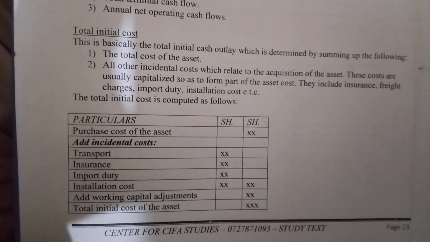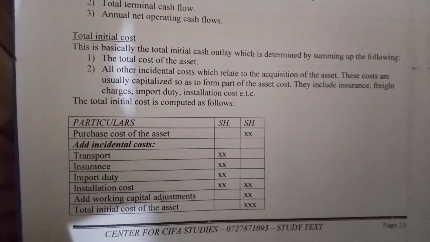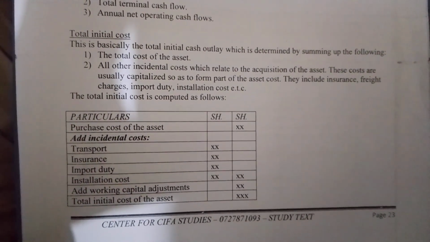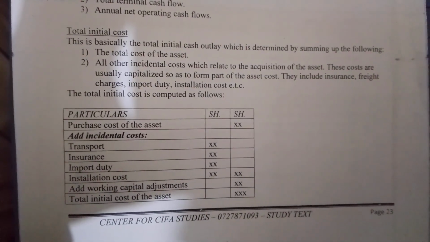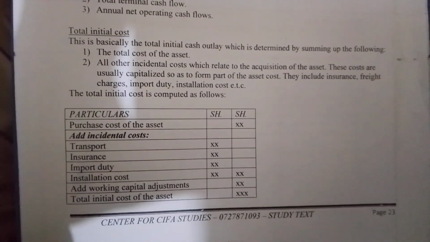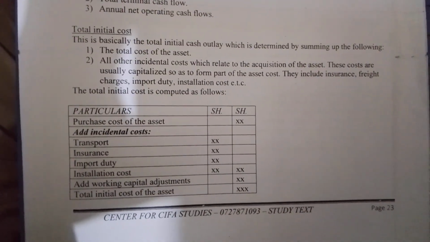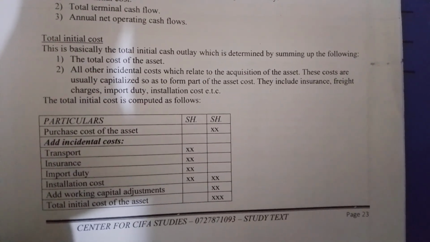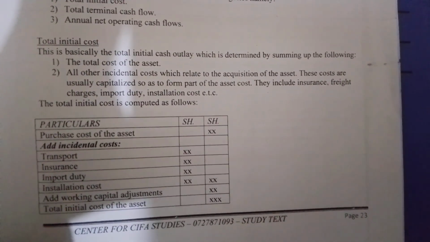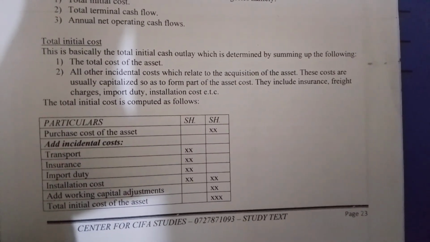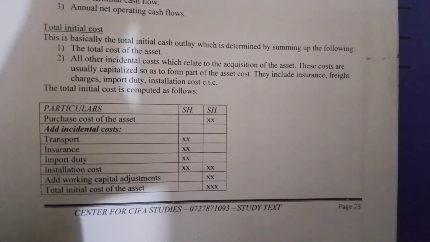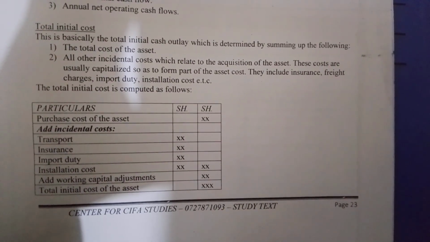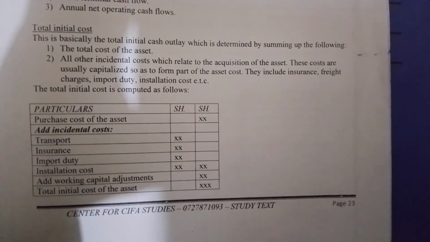If you purchase a machine, for example, from United States at 200,000 shillings, then you incur insurance on the same, you incur freight charges, you incur import duty, you incur installation cost, then the total initial cost of that asset will be the purchase price of the 200,000 shillings plus any other cost which has been incurred up to the point where this asset has been put into full operation.